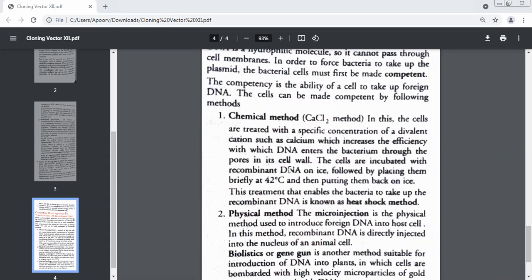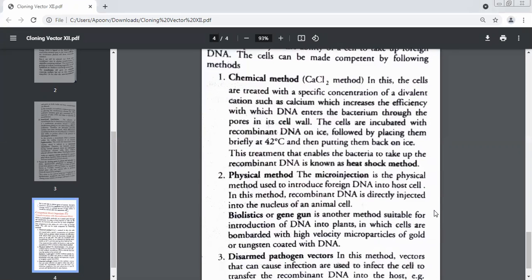Yes, beta. First, we put it on ice. Then we heated it to 42 degrees Celsius and then back on ice. What is this method known as? Heat shock method. With the help of this method, the foreign DNA will insert into your host. These are methods for making a competent host.